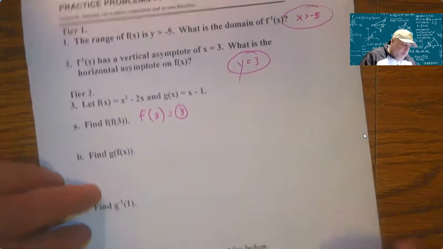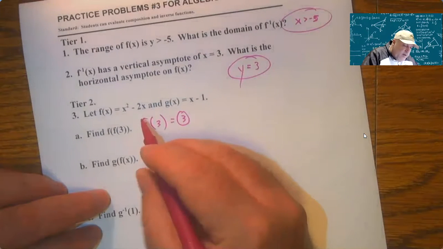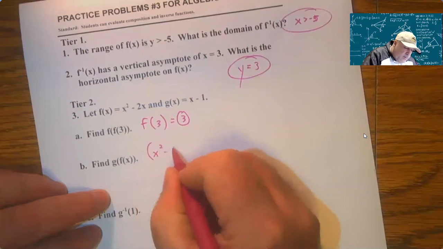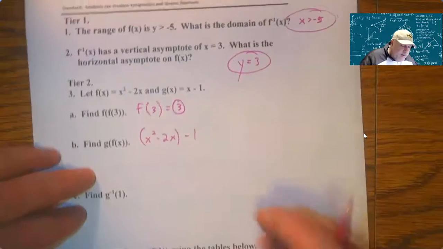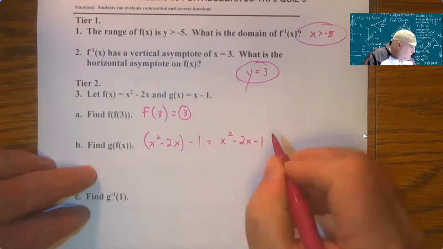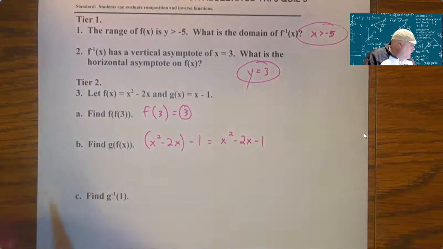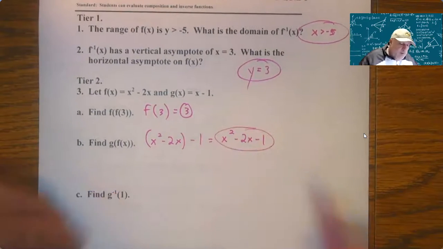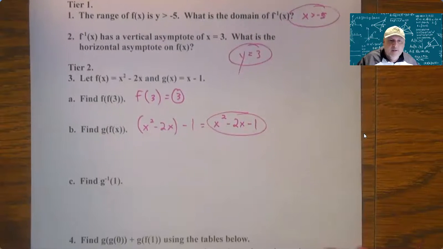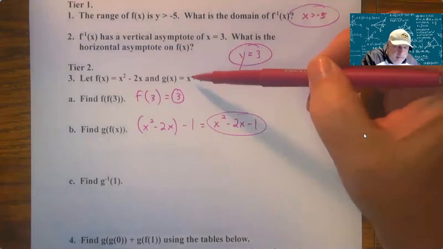g of f of x. So now we're going to put the entire f function in for x in the g. Okay, so x squared minus 2x, and then we keep everything else the same. That was easy enough. I see on my answer key, I did it wrong. I went the other way. I did f of g of x, so I have to correct that. So yes, f of x goes in here.